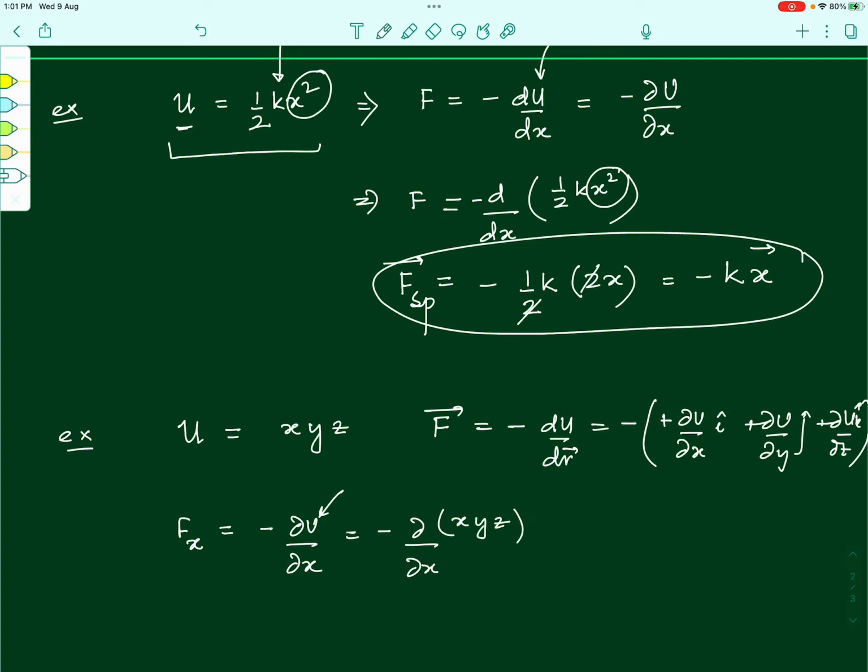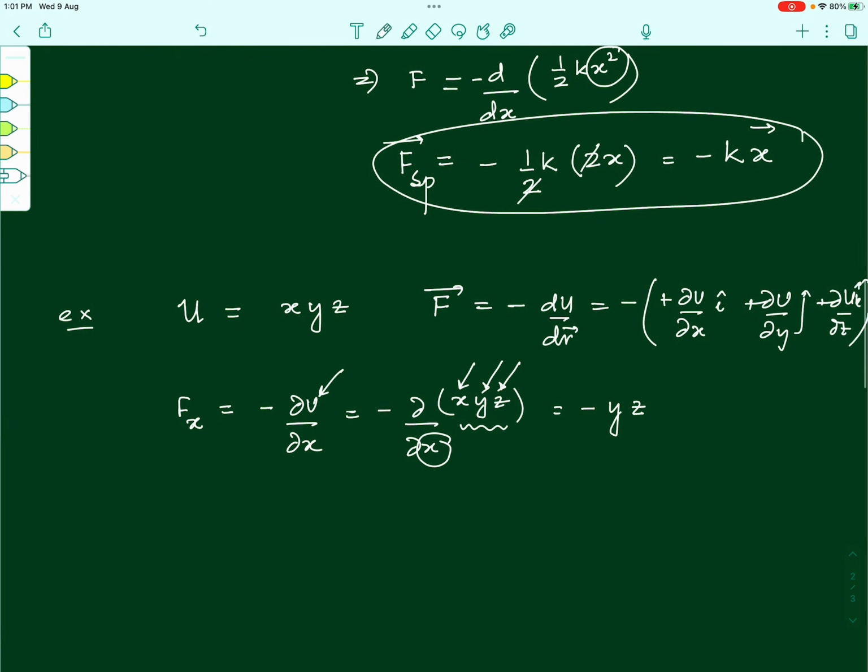So, what are we supposed to do? We are supposed to differentiate this function with respect to x, considering y and z constants. So, do you see what will happen? Minus sign will remain as it is, y and z being constants will come out of the differential operator, and differentiation of x with respect to x will be 1. So, we will just have minus yz as our component of f along the x direction.